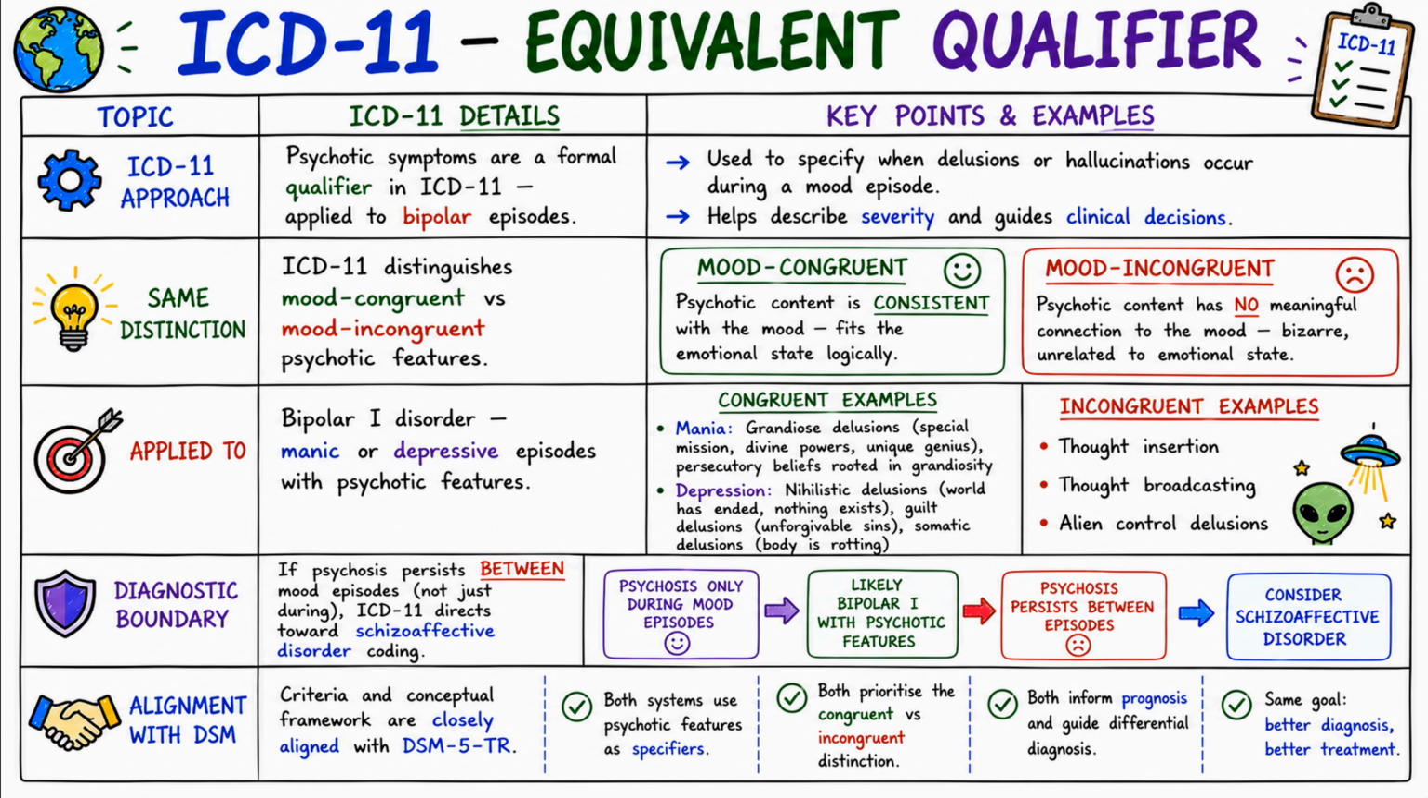Good news, ICD-11 and DSM are closely aligned on psychotic features. Both use the qualifier, both distinguish congruent from incongruent, and both flag the same diagnostic boundary. Psychosis between episodes moves you towards schizoaffective disorder. The main thing to know about ICD-11 specifically is that psychotic features are coded as a qualifier attached to the bipolar episode. It's structurally a bit different from DSM, but the clinical meaning is identical. The congruent-incongruent distinction is the thing examiners test, and it's the same in both systems. So for this specifier you don't need to memorize two different systems, understand the concept once and apply it to both.